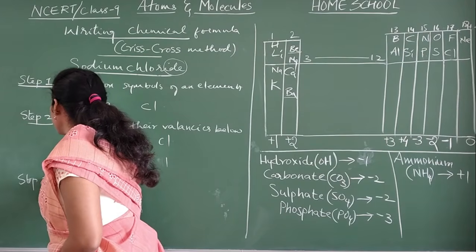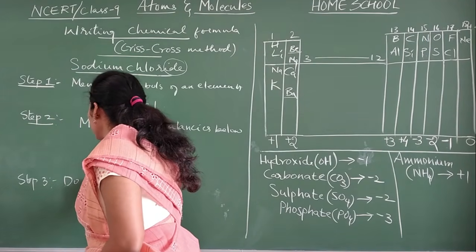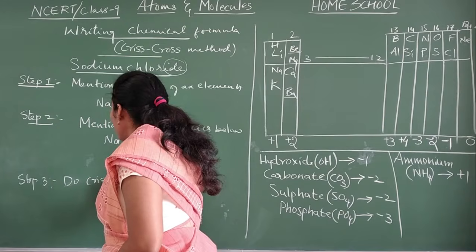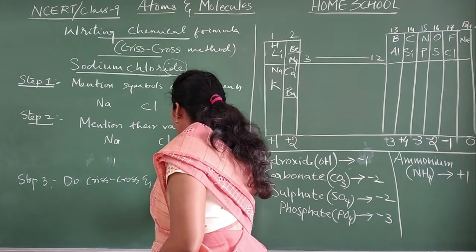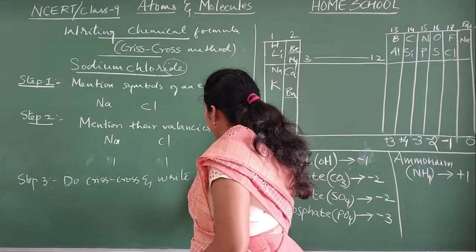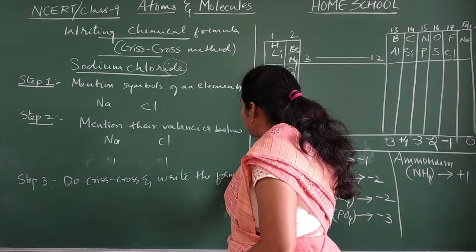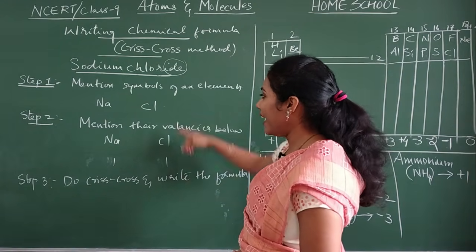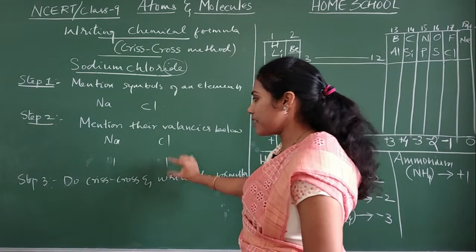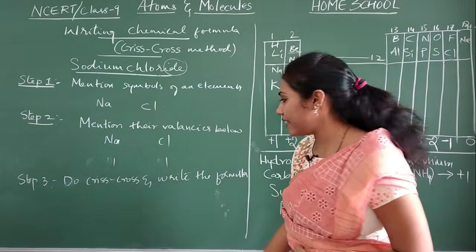Step 3. Do crisscross and write the formula. So to do step 3, I must write step 1 and step 2 once again. I will write once again here.